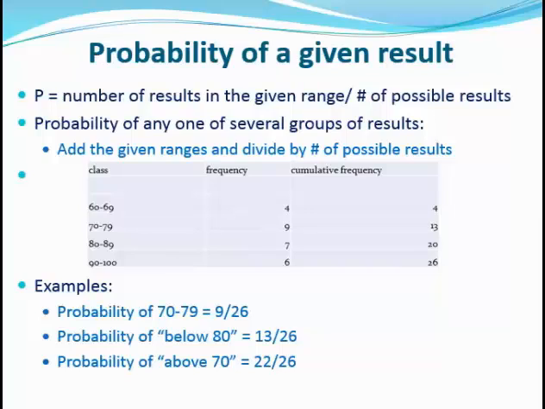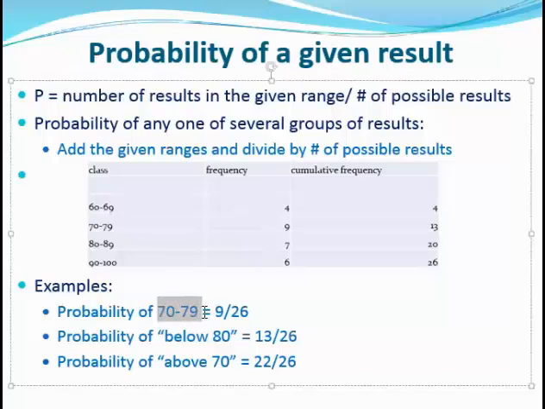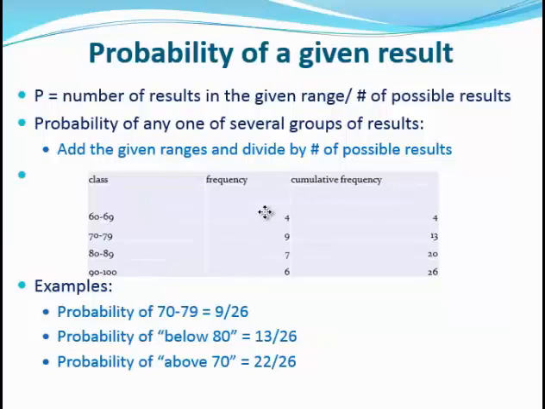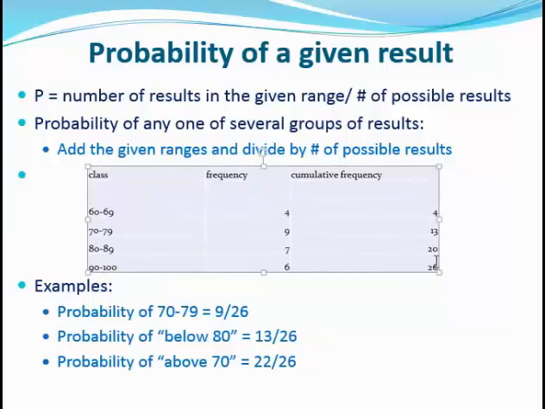So, just to take the graph we had before, to make things a tiny bit more complex, but still relatively easy. This was the graph we saw before, the classes from the 60s, 70s, 80s, and 90s, and we looked at the frequency. What is the probability of any given student in this class scoring a 70 to a 79? Well, there are 26 possibilities altogether. We know that either by adding up all the frequencies or by just looking at the cumulative frequency for the highest group.